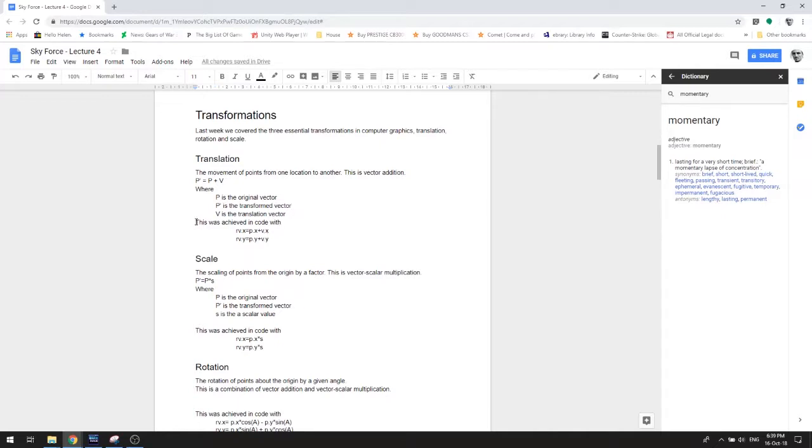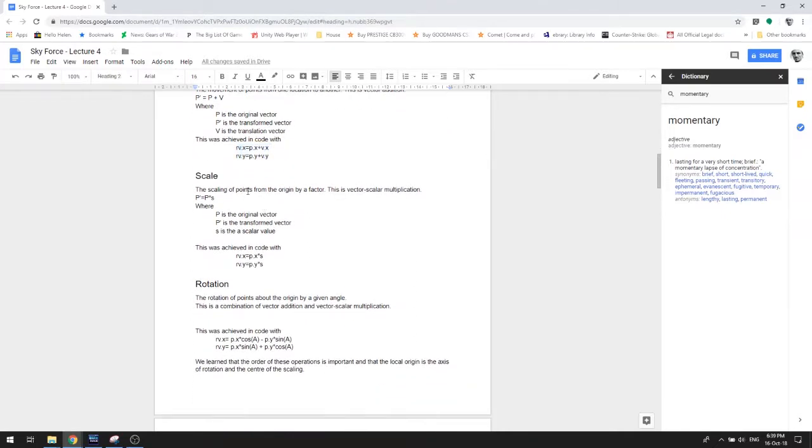And again, we did this in code, and we did it by going rv.x, which was our return vector, is p.x, which was the input position or point, and we added v.x, which was the vector we were displacing. So we understand what it looks like mathematically, and we understand what it looks like in code.